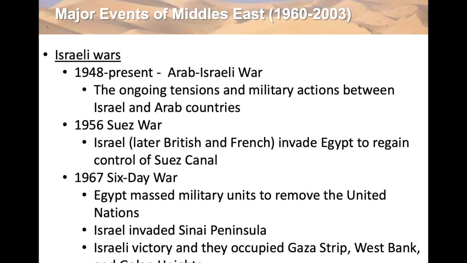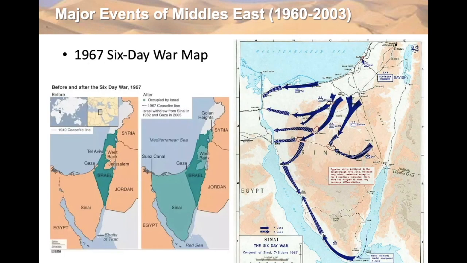1967, the Six-Day War, because it lasted 6 days. Egypt massed military units to remove the United Nations. So Israel ended up invading the Sinai Peninsula. Israel had a victory, and they occupied the Gaza Strip, the West Bank, and the Golan Heights. So here's a map of the Six-Day War.